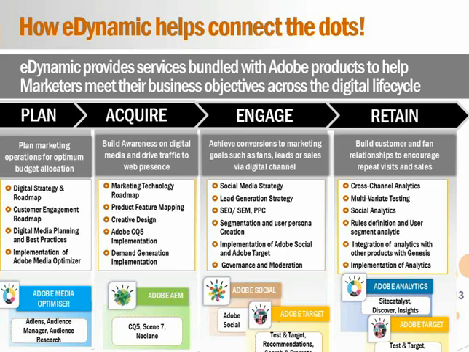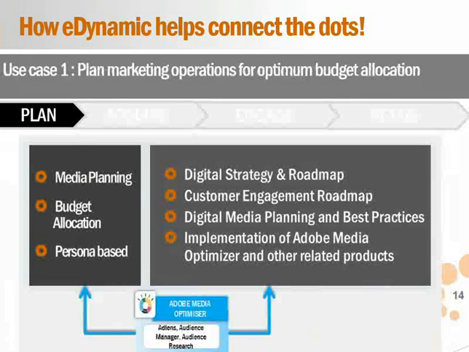So let's have a closer look at that. So from a planning perspective, what do we do? We could help with things like media planning, budget allocation, and persona definition. Now this is all part of what I just alluded to, the whole digital roadmap. We lay it out for you, we define what you really need. We define the customer engagement roadmap, very critical. Everyone talks about engagement, but engagement has different meanings to different people. What do you really want to accomplish out of customer engagement? What do you really mean by that?